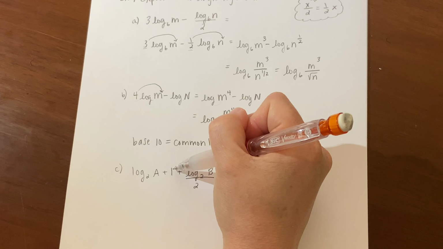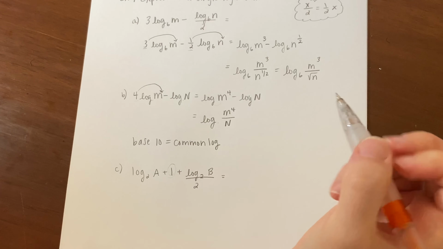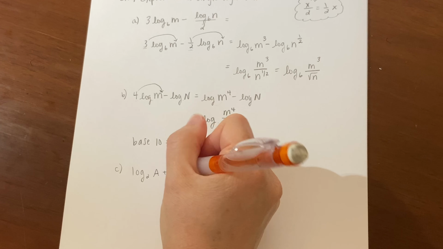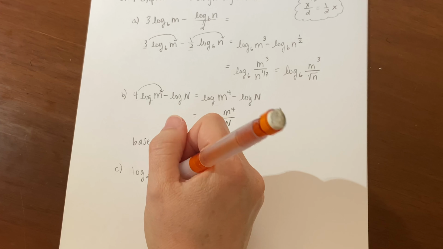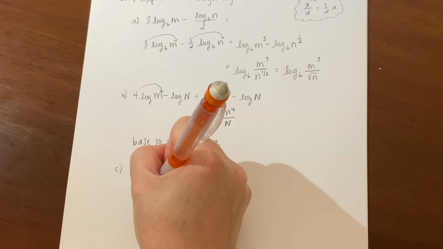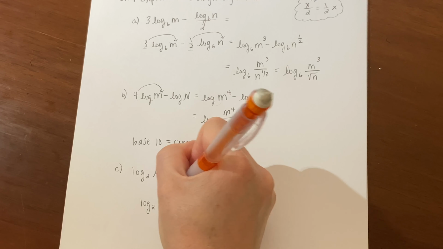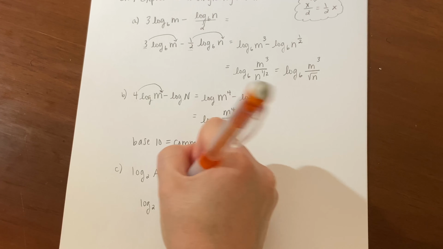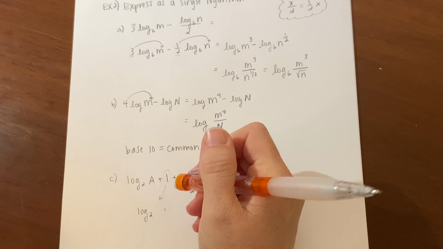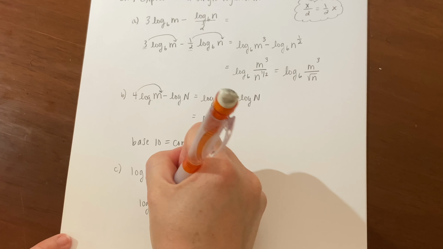This 1 is the trick I wanted to show you here. Earlier in the chapter, we learned about the identity. So remember that log base 2 of something, we want it to equal 1. Log base 2 of something, we want it to equal 1.